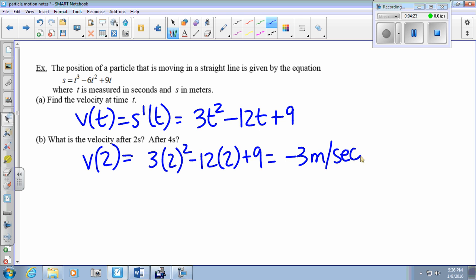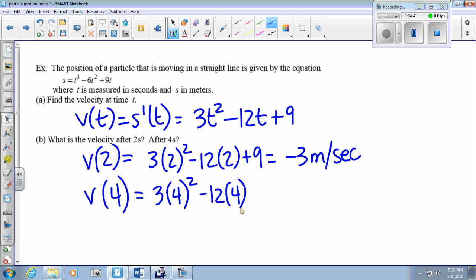Okay. For velocity at time 4, you're going to do something similar. Pause the video and try it on your own first, and then you can check yourself. So the velocity at time 4, I'm going to plug in my 4 into my velocity equation. So 3 times 4 squared minus 12 times 4 plus 9 would give you a velocity of positive 9 meters per second.